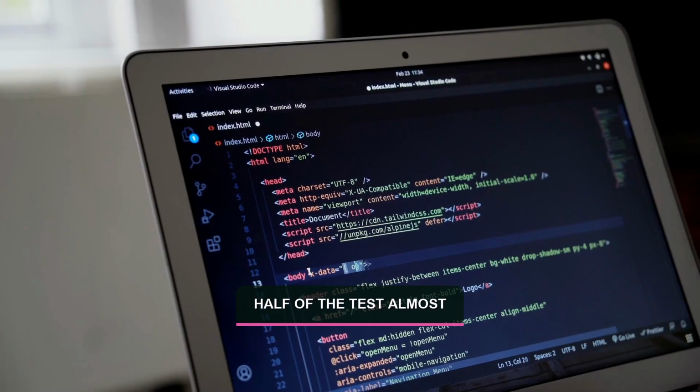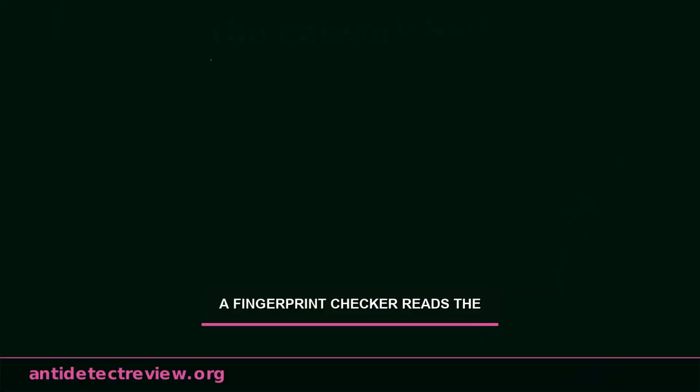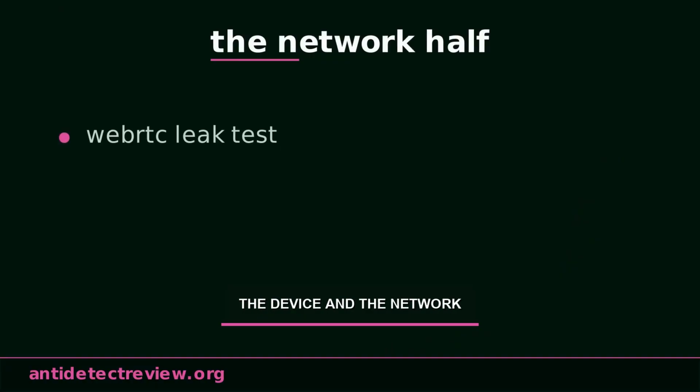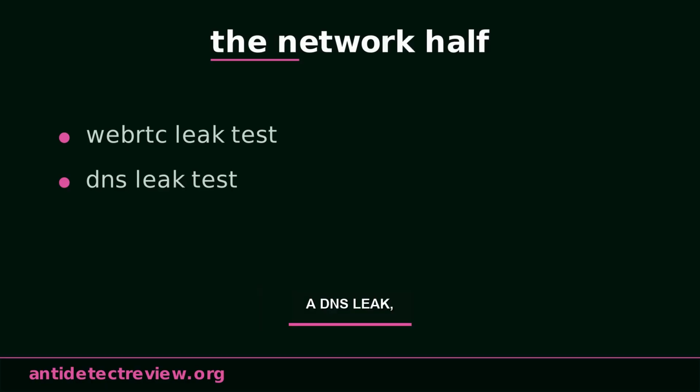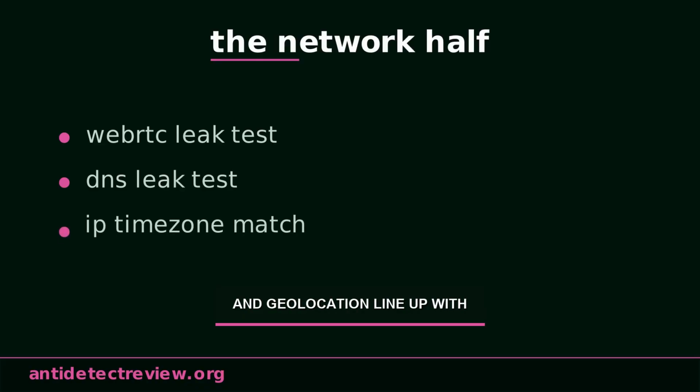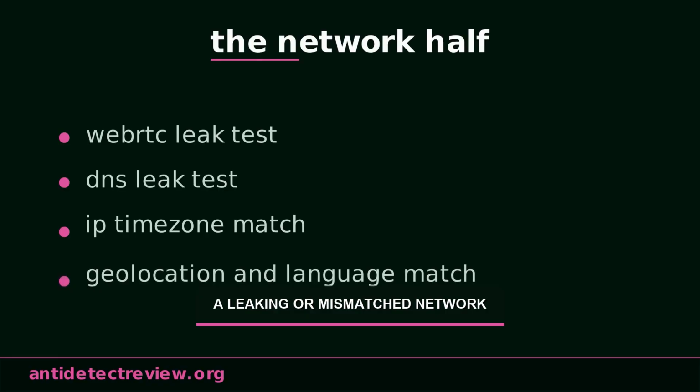And here's the half of the test almost everyone forgets: the network. A fingerprint checker reads the device, but your identity is the device and the network together, and the network is where most setups actually fall apart. You also have to test for a WebRTC leak, a DNS leak, and whether the IP's time zone and geolocation line up with the time zone and language the browser is claiming. A flawless fingerprint sitting on top of a leaking or mismatched network is a contradiction a site reads in an instant.